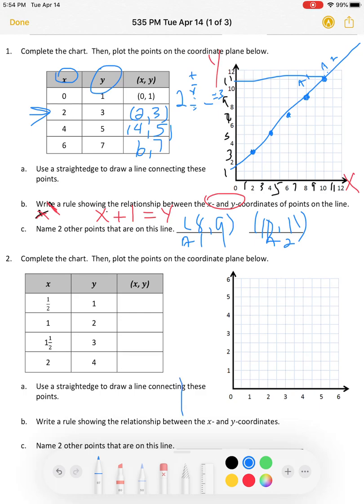All right. Okay, moving on to number 2. Complete the chart and then plot the coordinates. Okay, so let's get a pen here. All right, all we have to do is write our coordinate pairs.